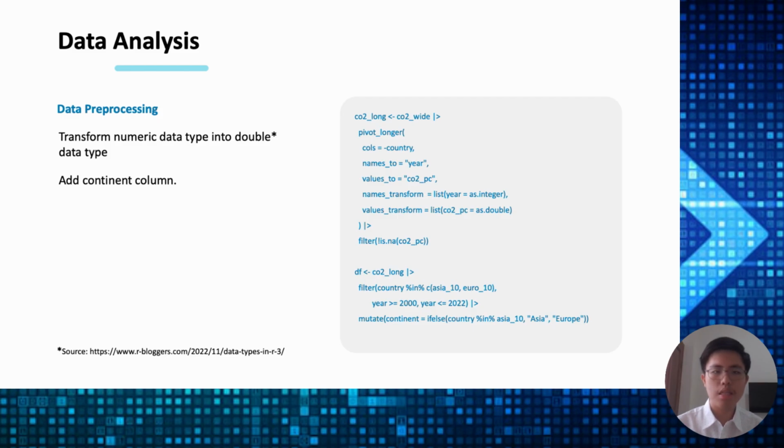This stage is done by changing numeric data type to double data type. Furthermore, the addition of the continent column uses the ternary operator, with the condition that if the country column is in Asia_list, then the continent has a value of Asia. If not, then the continent has a value of Europe.